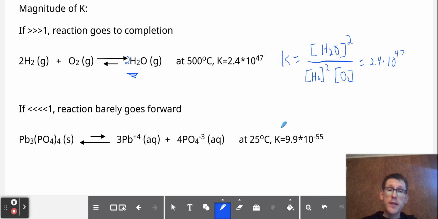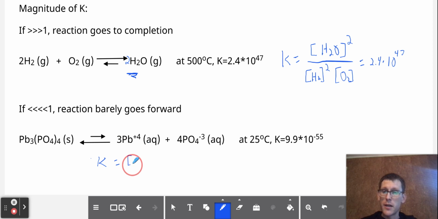By contrast, if we have a very, very small equilibrium constant, like here, on the order of 10 to the negative 55th power, then the reaction barely goes forward at all. In this case, we're dissolving Pb3, well, it's lead 4-phosphate, I'll say that. So this dissolution of lead 4-phosphate, that equilibrium constant is going to be equal to the concentrations of the products.